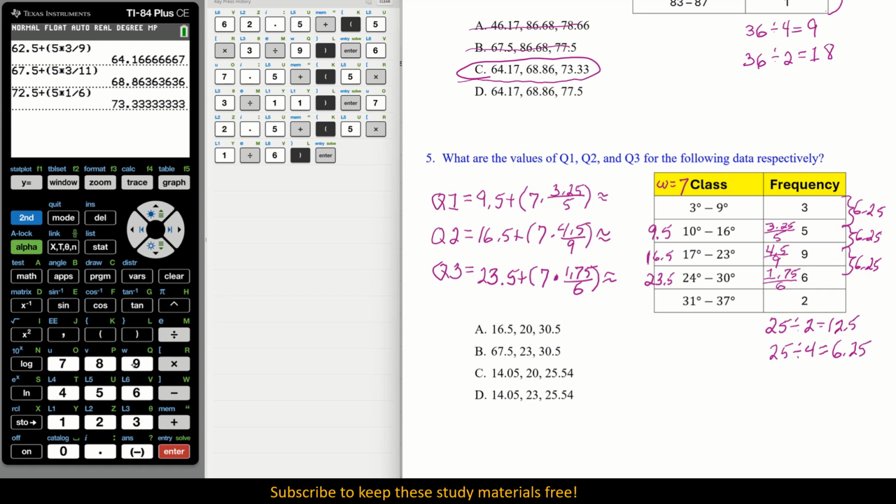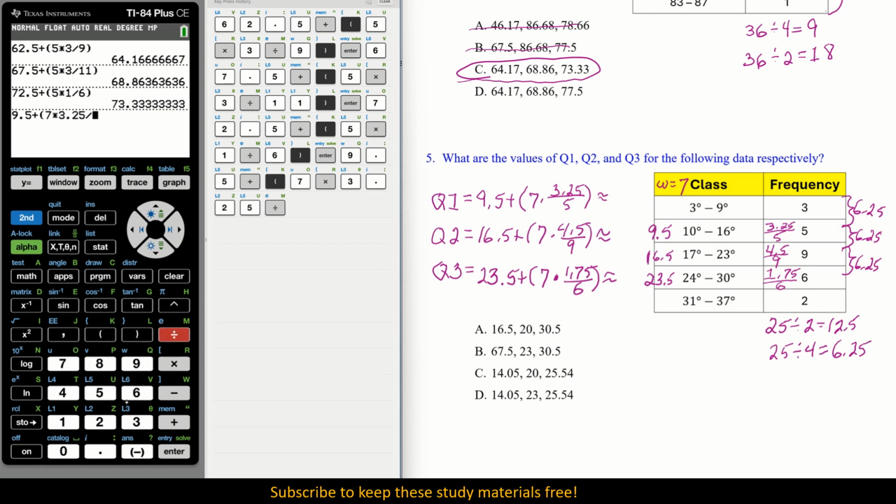Okay, first one, 9.5 plus parentheses 7 times 3.25 divided by 5, close my parentheses, we have 14.05. Right, again, this will get rid of A and B. C and D will be acceptable.